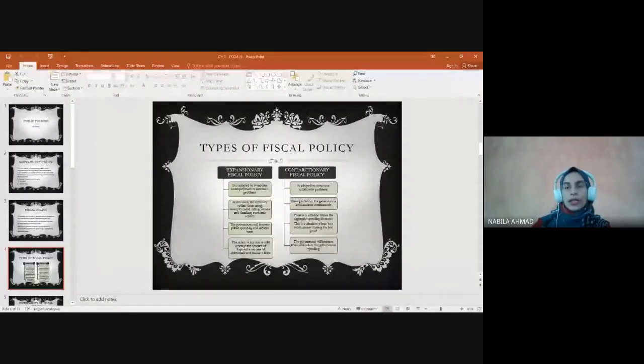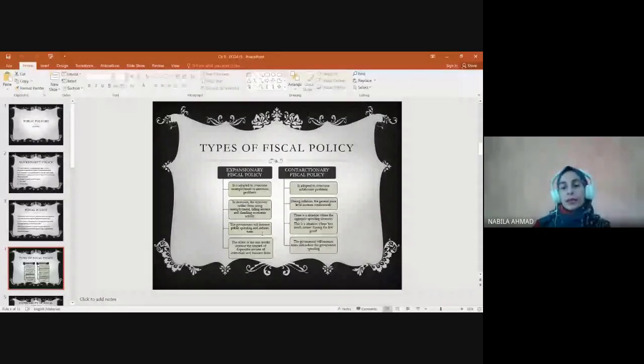Okay, so what is expansionary fiscal policy? It is adopted to overcome unemployment or recession problem. So bila berlaku masalah recession, kegawatan ekonomi dan masalah pengangguran yang berlaku, jadi kita akan menggunakan, kalau fiscal policy kita guna expansionary fiscal policy, kita nak kembangkan balik ekonomi itu. So in recession, the economy suffers from rising unemployment, falling income and shrinking economic activity. The government will increase public spending and reduce taxation. So apa government akan buat? Government akan increase spending, government spending dan dia akan reduce dia punya tax collection.